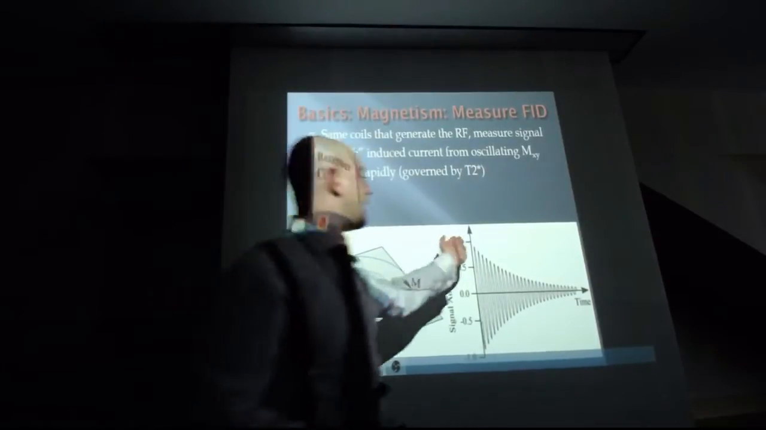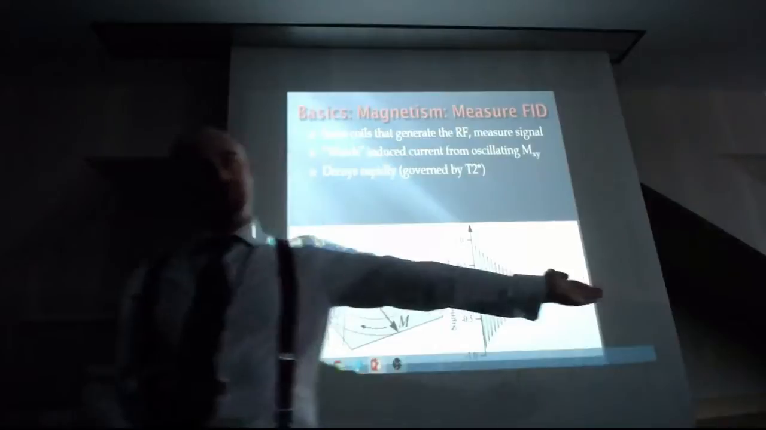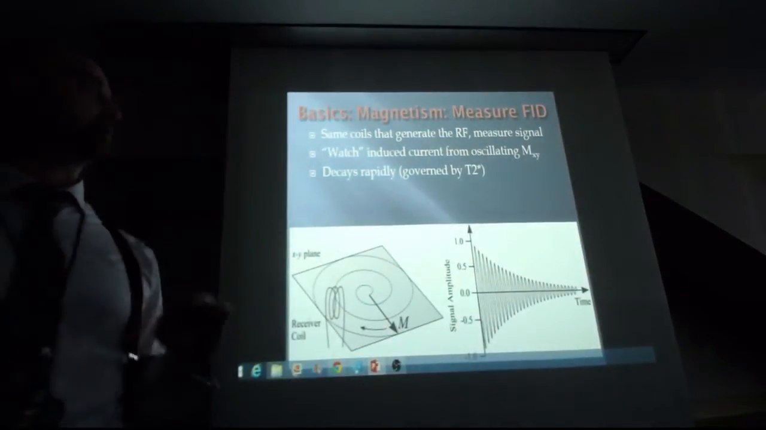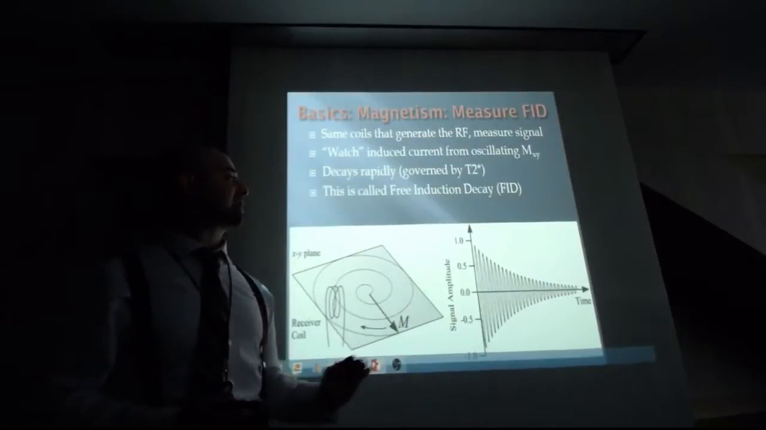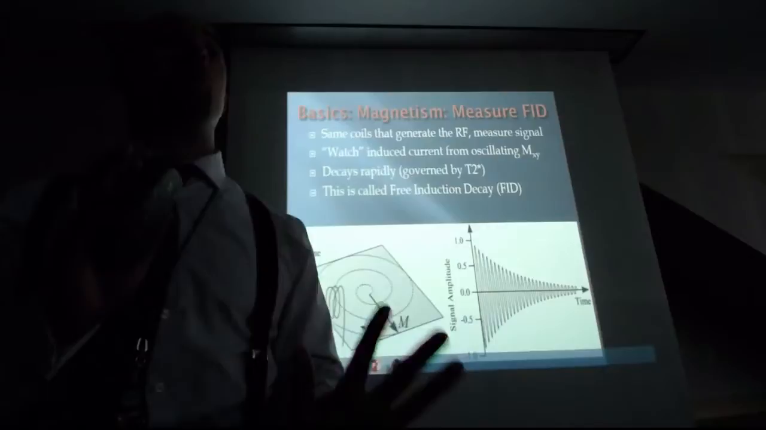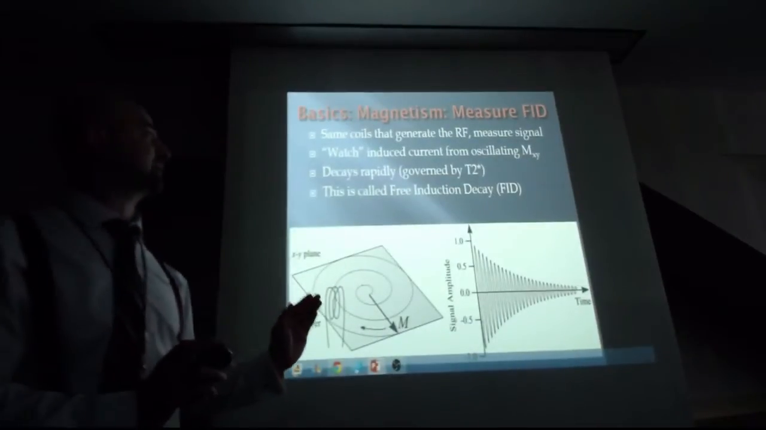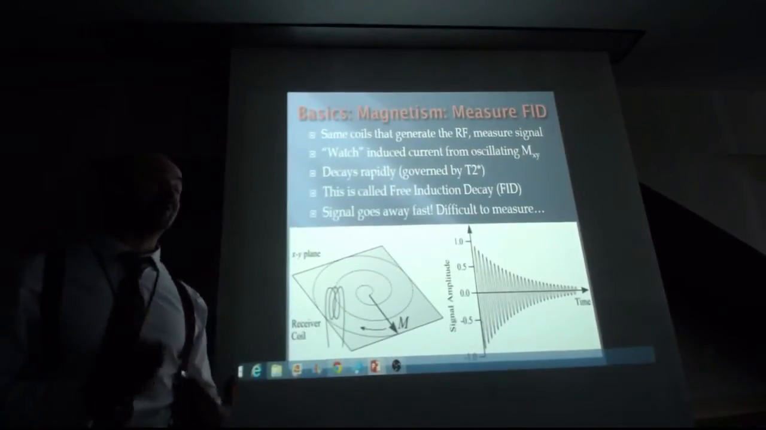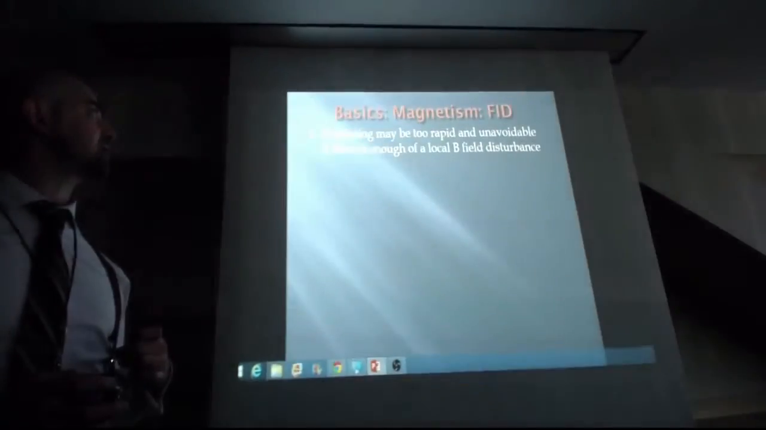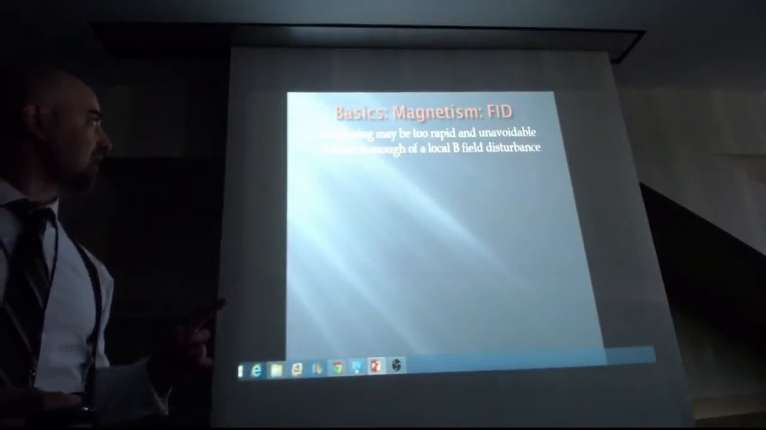So the envelope of this free induction decay is your T2 star. Without any sort of intervention, T2 star is what you use to see how rapidly this thing decays. And this is very fast, and actually can make it difficult to measure, right? You're going to be getting lower signals.